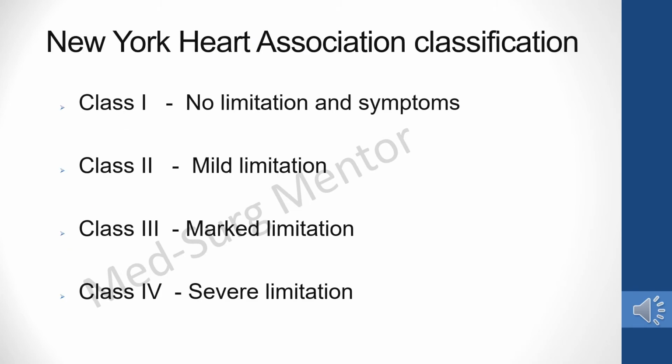Next is New York Heart Association classification. It is mainly categorized into four: Class 1, Class 2, Class 3, and Class 4. In Class 1, there's no symptoms and there's no limitation in the ordinary physical activity. In Class 2, there are mild symptoms like shortness of breath and angina, and there is slight limitation during ordinary activity.